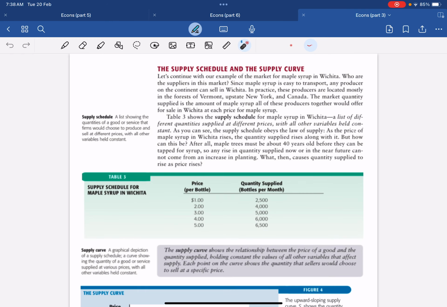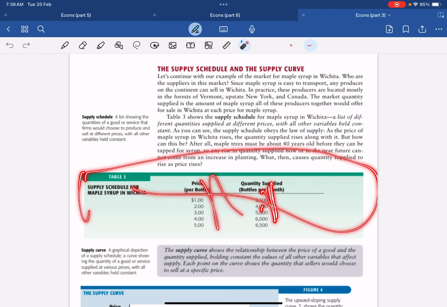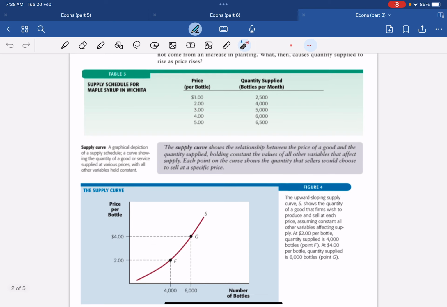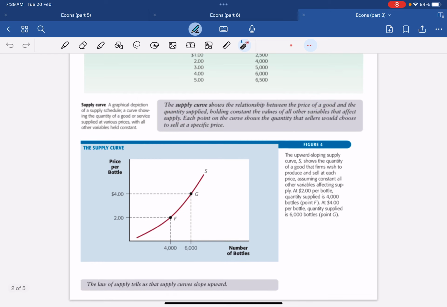You can again illustrate it using what is known as the supply schedule and the supply curve. The supply schedule is just the list of the quantities supplied at various price points. And for the supply curve, you are just shifting this table to graphical form where you show the relationship between the price of a good and the quantity supplied. So we see why it is sloping upwards. It is due to the law of supply.